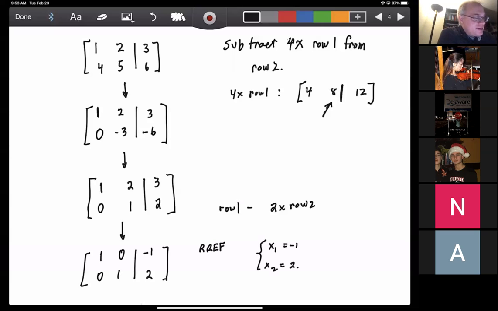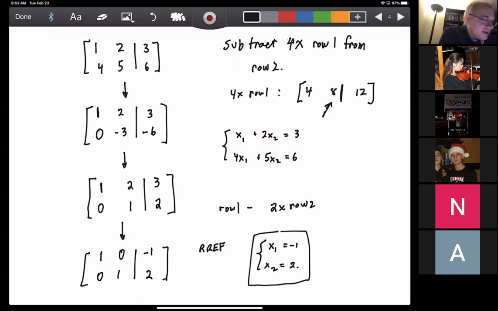And if we go back to our original set of equations, it's always a good idea to check your work. So let's try plugging this result we have into the original set of equations. x1 plus 2x2 would be -1 plus 4 is equal to 3, and that works. 4x1 plus 5x2, so that's -4 plus 10 is equal to 6, that works. So our solution, we found by going through and pushing the augmented matrix to its RREF.